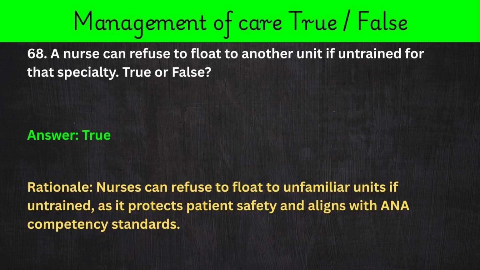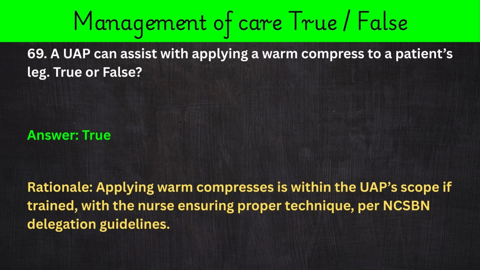68. A nurse can refuse to float to another unit if untrained for that specialty. True or false? Answer: true. Rationale: Nurses can refuse to float to unfamiliar units if untrained, as it protects patient safety and aligns with ANA competency standards.